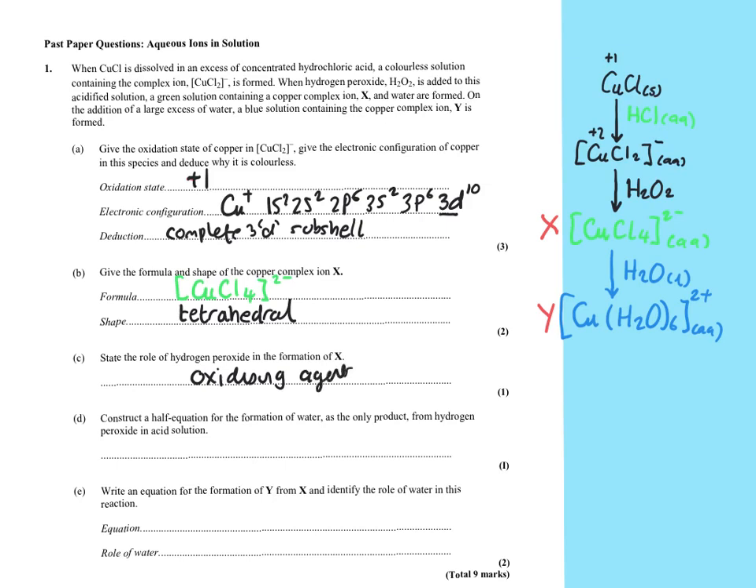Now we need to construct a half equation for the formation of water as the only product from hydrogen peroxide in acidic solution. So we've got H2O2 forming water, and whenever we've got oxygen, remember, if we've got more oxygens on one side, we form water on the other side. There can't be any other product. So therefore we need 2 to balance out our oxygens.